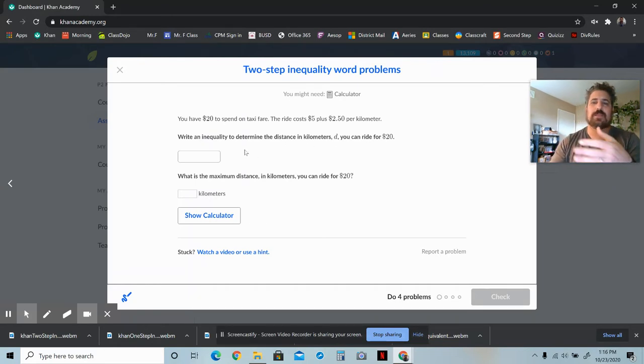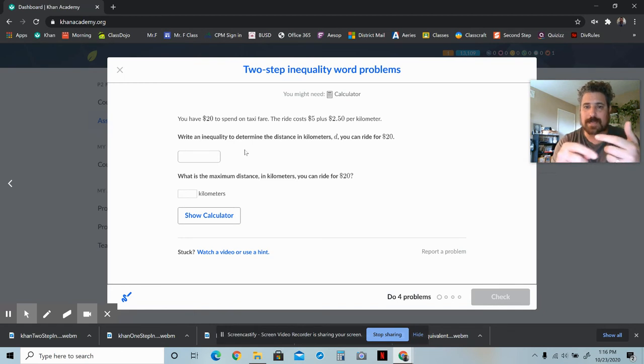So in two-step inequalities, you're going to have some constant that you start with, and then you're going to add to that some kind of growth rate, right? And then it's going to be compared to some total on the other side. So in this case, you got $20 to spend on taxi fare. That's the total amount you have to spend. The ride costs $5 plus 250 cents per kilometer.